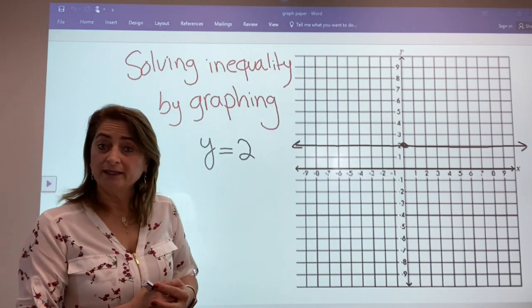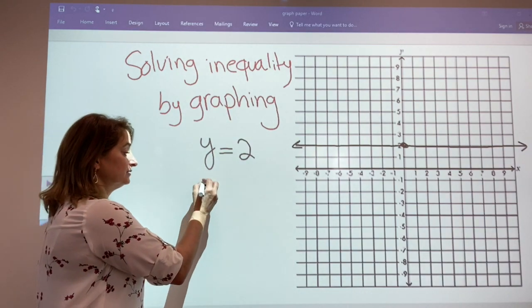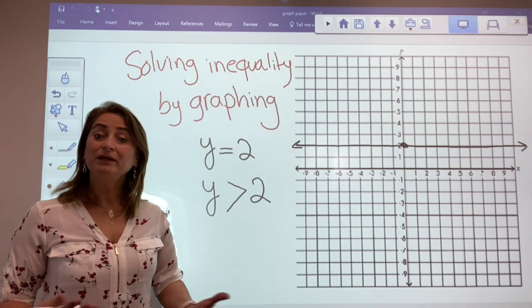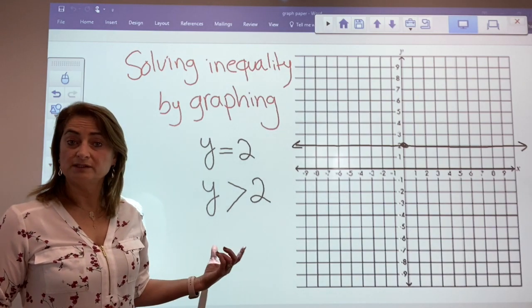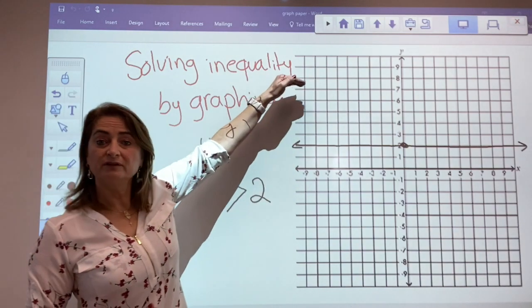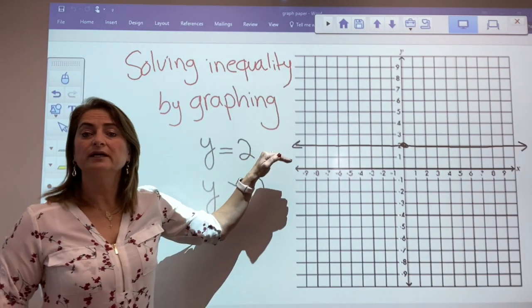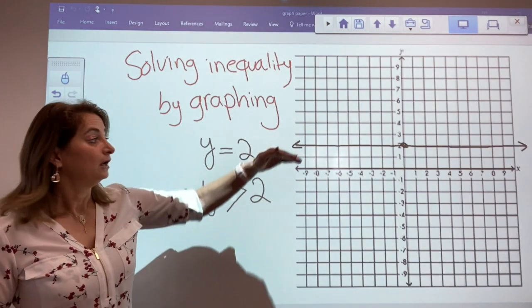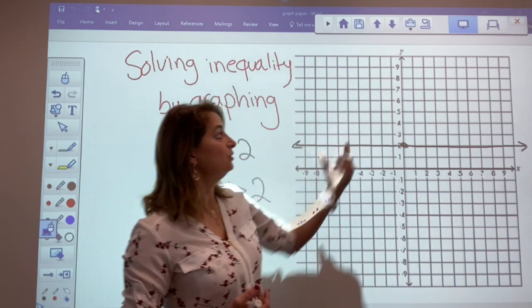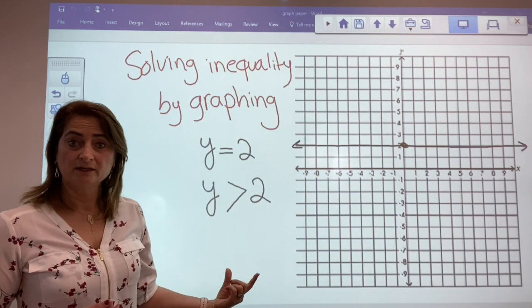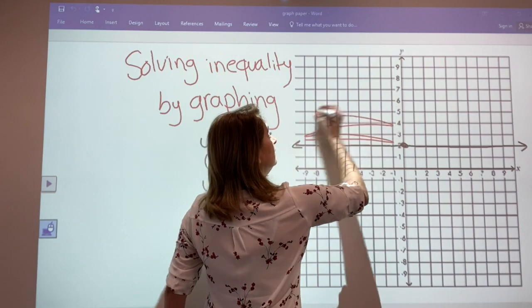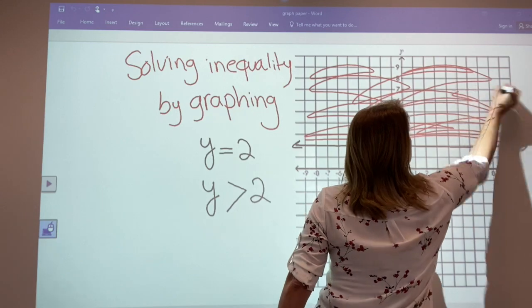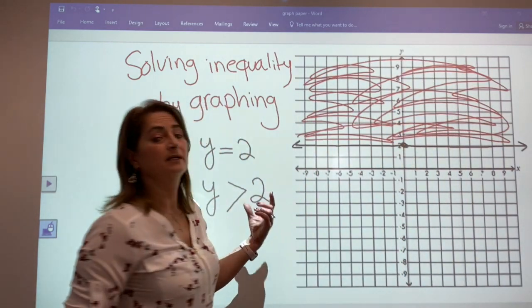For inequality, means you have more than or less than. So how do I graph y more than 2? Now I need to decide where are the solutions to this inequality. Are they above the line on the coordinate plane or under the line on the coordinate plane? Let's see, I need y more than 2. All numbers more than 2 will satisfy this inequality. So I will shade every number above the line because those are the solutions for this inequality.